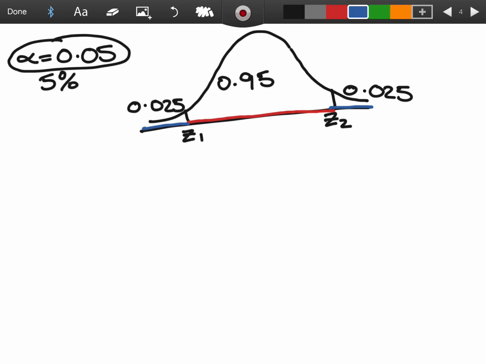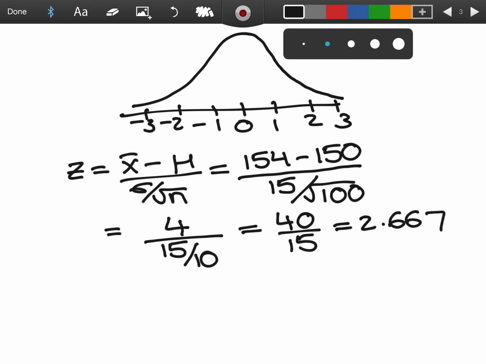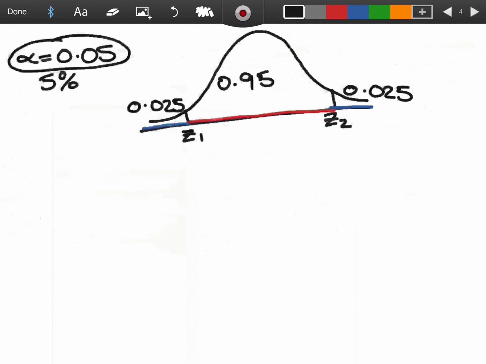So once you've found z1 and z2 in this case, you come back to what your test statistic was here, and you're going to test it against these two values. If it's greater than z2, we're going to reject the null hypothesis. If it's less than z1, we're going to reject the null hypothesis. But if that z value lies between z1 and z2, we're fine.